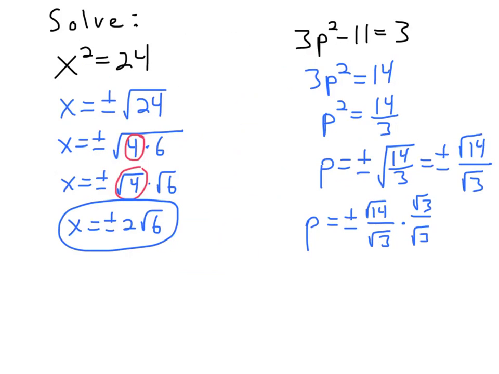And when we actually do that multiplication, we multiply straight across in each case. So we're going to get the square root of 14 times 3 comes out to be 42. So the square root of 42. And the square root of 3 times another square root of 3 is just 3. And so that would be our simplified answer in this case.